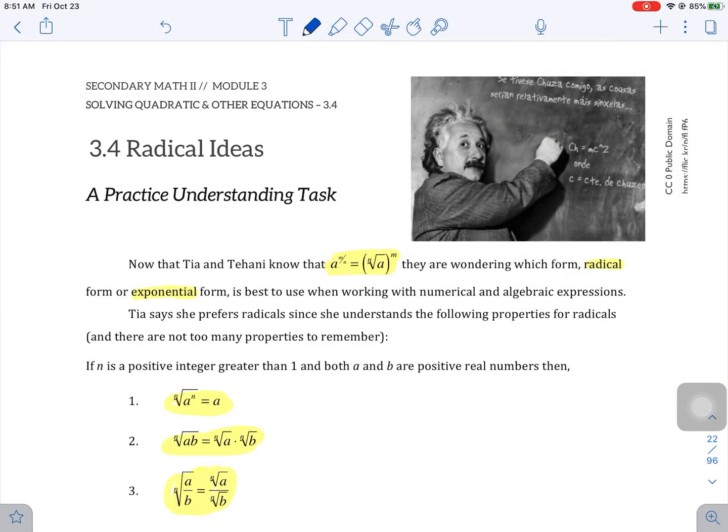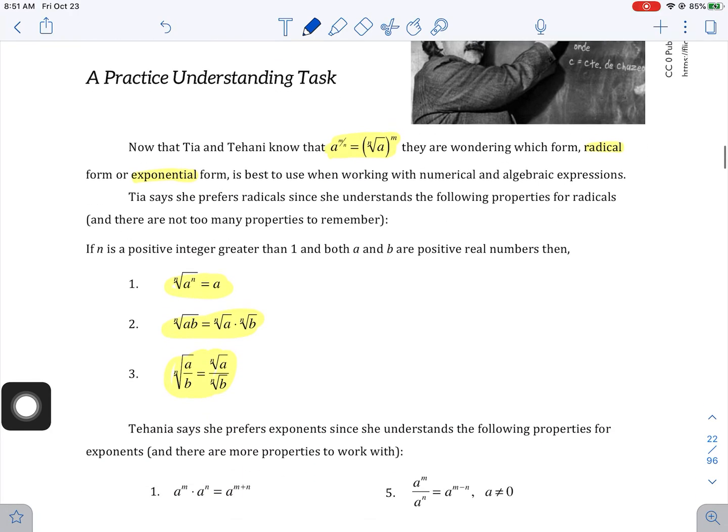Hey, welcome. We're going to do Module 3, Task 4, working with radicals, which are like the square root symbols. So when you see radical, think of that symbol. Okay. They show you a couple of properties which are definitely useful here.